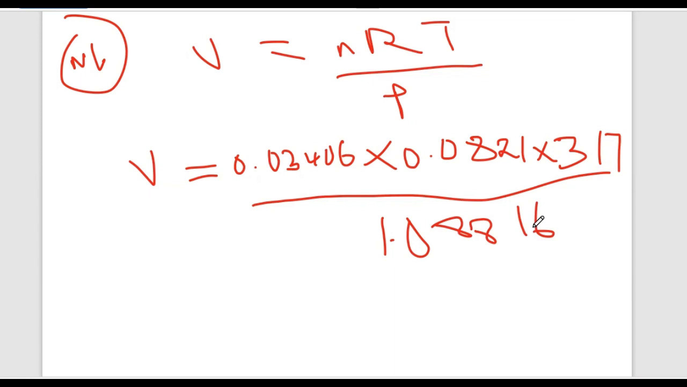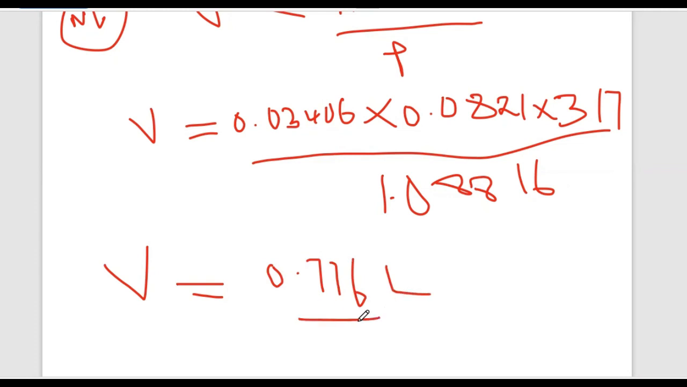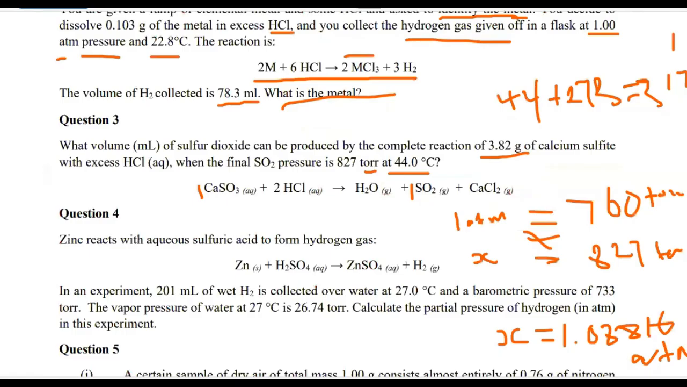Torr. Okay. Yes. So now you punch this on your calculator. What volume are you going to get? Let's punch this on our calculators. According to my calculator, it's giving me 0.776 liters.